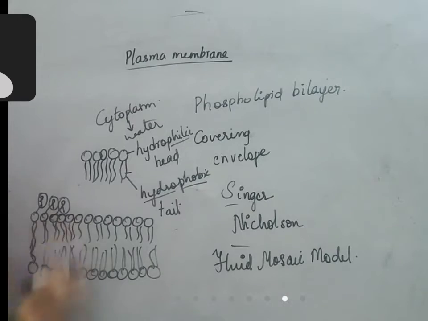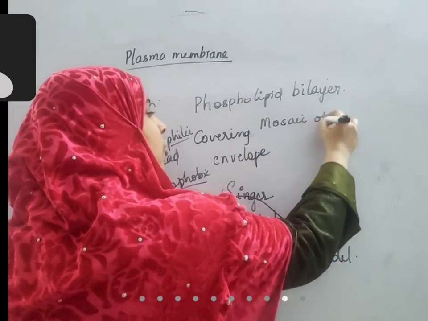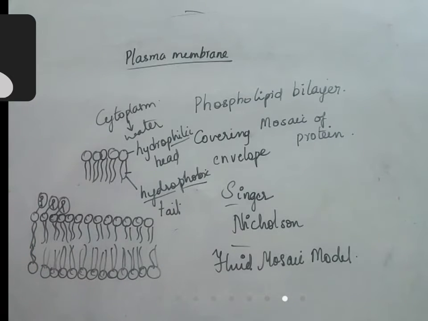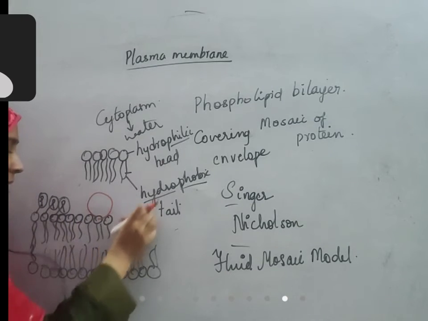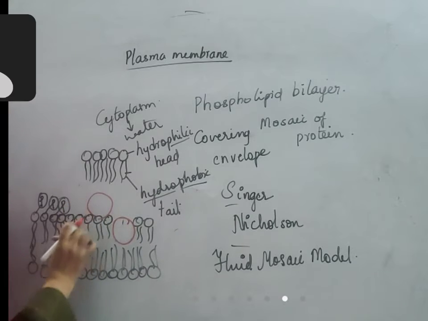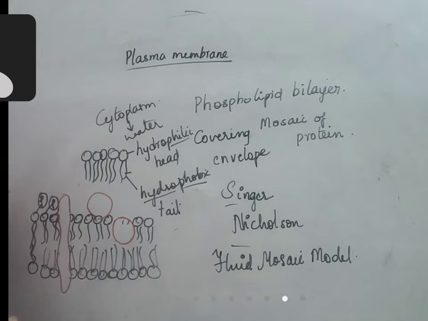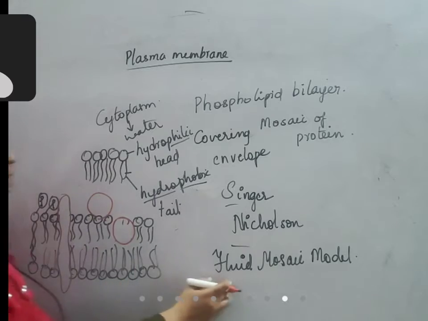In this phospholipid bilayer, there is a mosaic of proteins. Mosaic is an artwork which is made with small chips of stones. Same like that in the mosaic work, you can see there are some proteins which are embedded inside this lipid bilayer. When you see the top layer of this cell membrane, it looks like a mosaic. That's why it is called the fluid mosaic model.